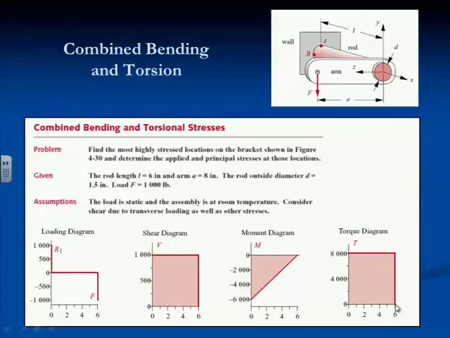Coming in from the right-hand end here, I have an applied torque of 8,000 inch-pounds, because I'm 8 inches out and I've got 1,000 pounds. And that's the same all the way across until I get to the wall, and then there is a counter torque that gets me back to 0. So those are the four loading diagrams of this system.